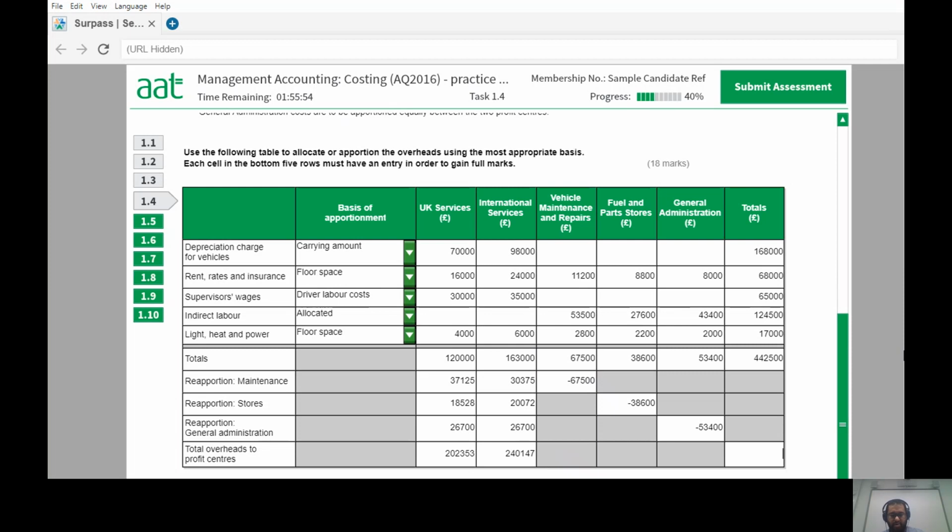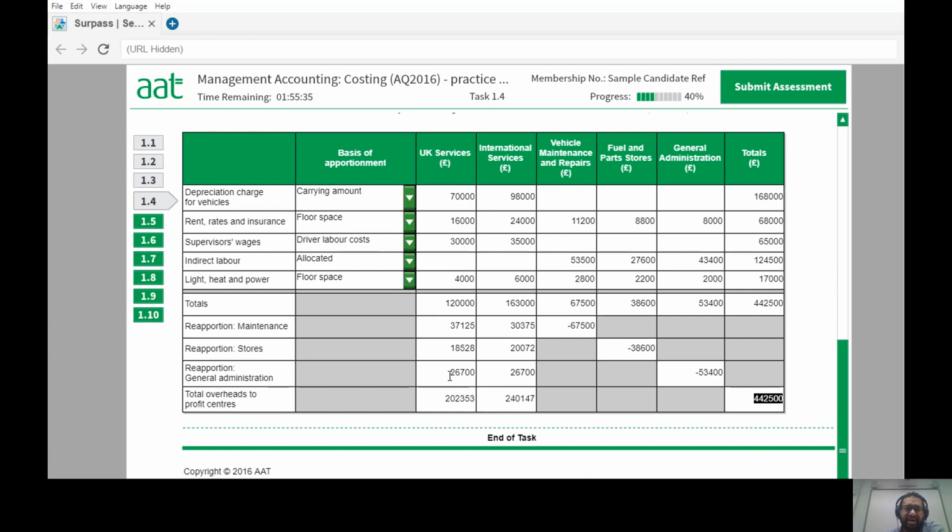And now let's add both these numbers together. Plus 202,353. I'm having 442,500. Let's check this number here. These both are matching. So that means my apportionment at the moment is clear. That means you can move on to the next question.